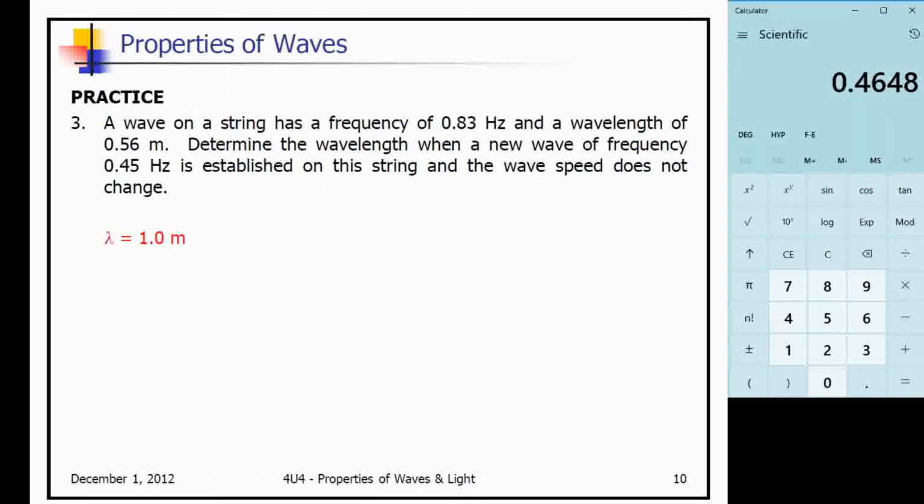We're asked to determine the wavelength when a new wave of frequency 0.45 hertz is established on the string and the wave speed does not change. So if this is the same speed, we know that v equals f lambda. So lambda would be v over f. So if I just divide this by 0.45, I get my answer, which is 1.03. And I only have 2 significant digits, so I round to 1.0 meters.